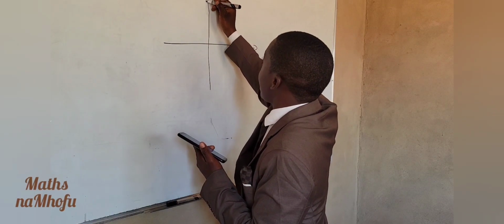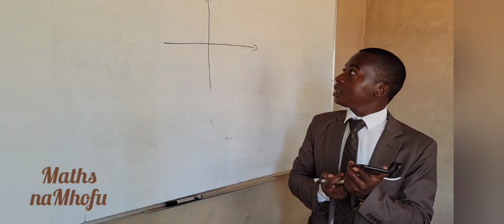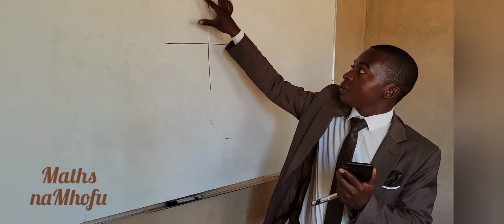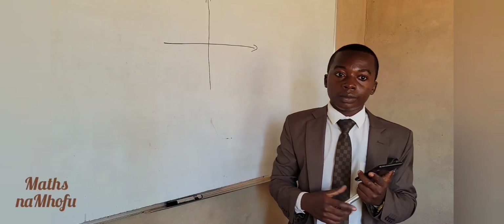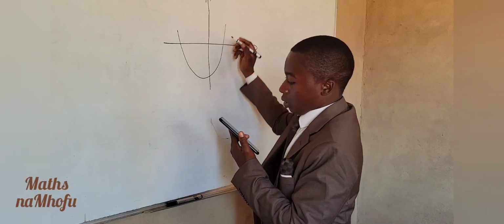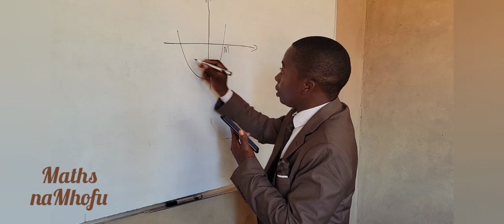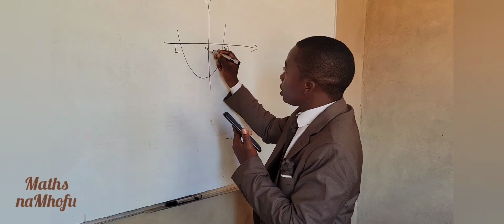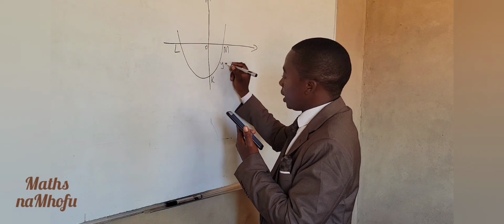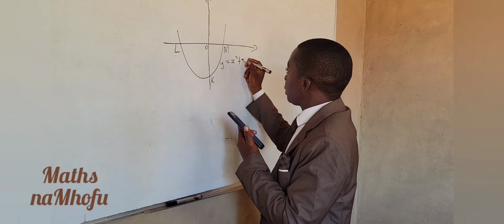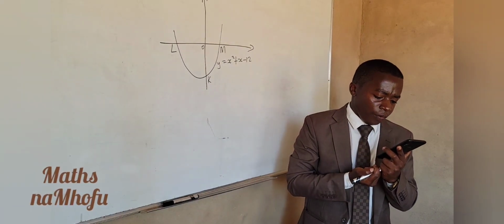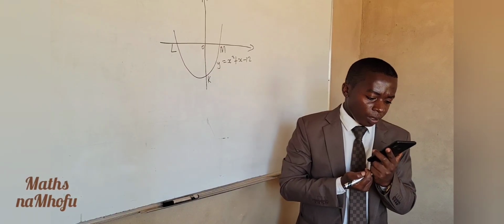I want you to understand because I noticed that they like to ask graphs. Is this visible on our camera? This part. Okay. Now, this is M, this is L, 0, and we have K. We are told that this graph is y equals x squared plus x minus 12, like this. Write down the value of K.